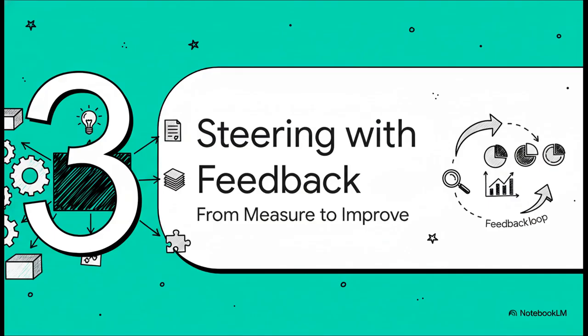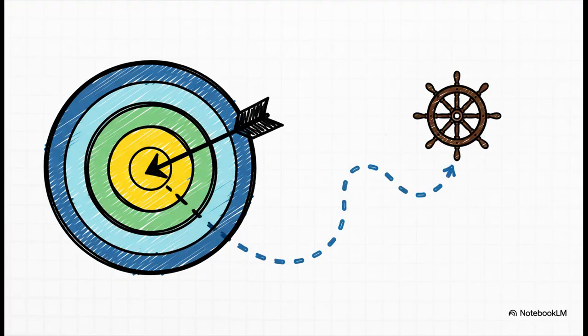Okay, so we've got our engine, we're reading the gauges on the dashboard. Now it's time to actually grab the steering wheel. This is the part where we go from just passively understanding what's going on to actively improving it using feedback. You can't steer if you don't have a destination, right? It's that simple.